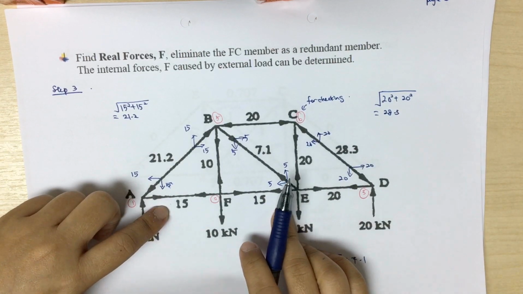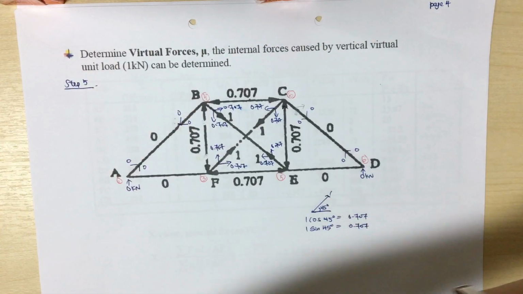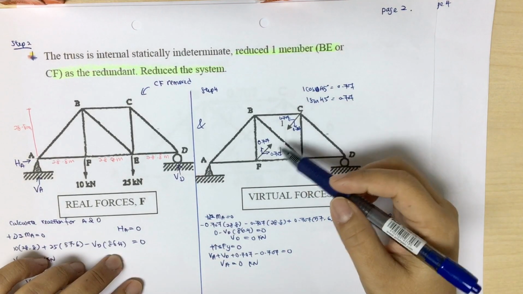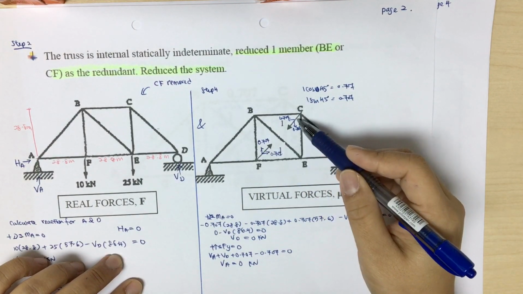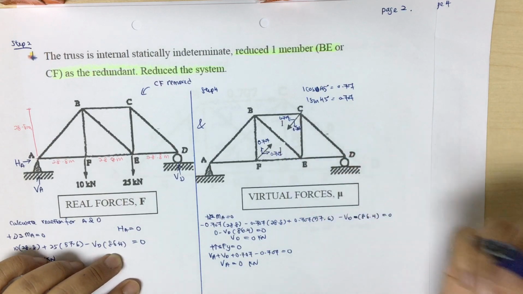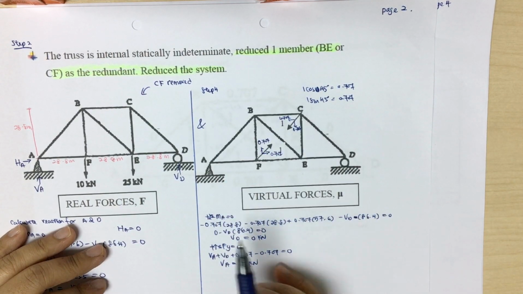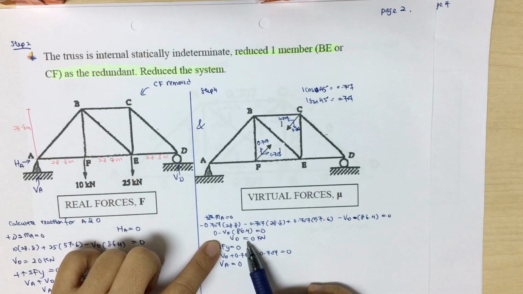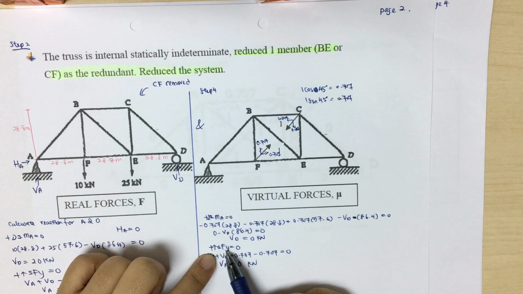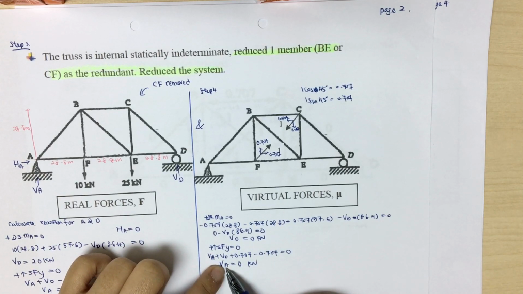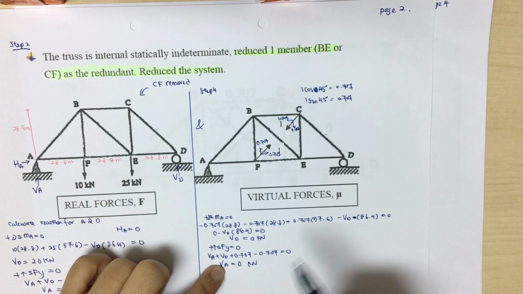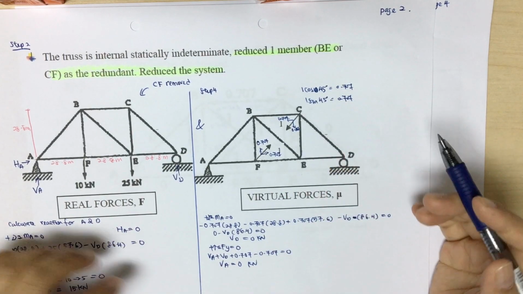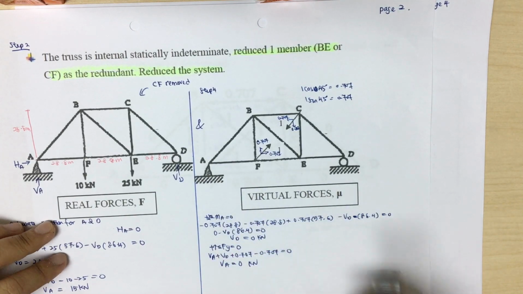Okay, after we obtain this, we go back to calculate the reaction forces for supports A and D due to the virtual force of 1 kilonewton at member CF. From the calculations we use the same method: the total MA equal to 0, we get VD equal to 0 here, and then total Fy equal to 0, we get VA also 0 here. You can do the calculations and double check this. So you get VA and VD both 0.